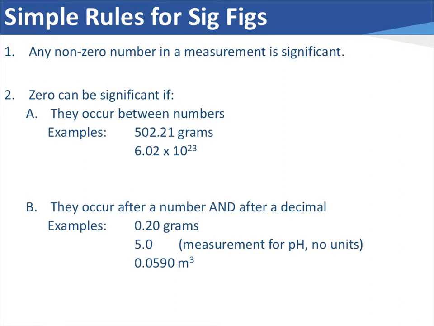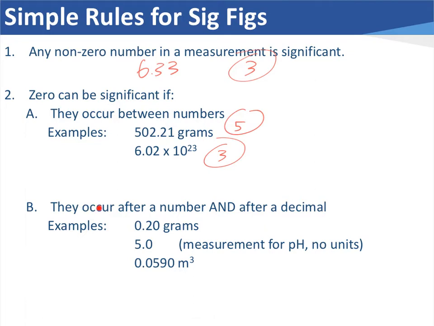So there are simple rules for significant figures if you are reading somebody else's measurement. First of all, any non-zero number in a measurement is significant. The number 5, the number 2, the number 8. So the number 6.33 has 3 significant figures. Zeros can be significant if they occur between numbers, like 502.21 grams. This 0 is significant. 6.02 times 10 to the 23rd, this 0 is significant. So 502.21 has 5 significant figures. This has 3 significant figures.